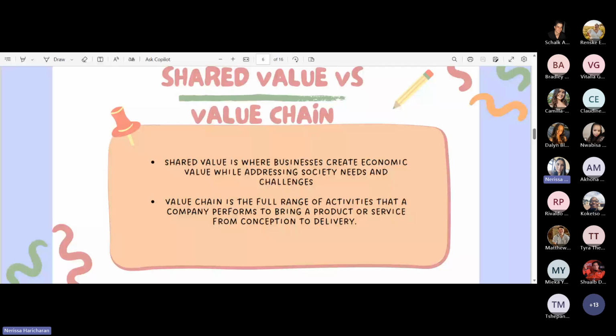So at every stage of your full value chain process, you are trying to add as much value as possible so that you can strive to optimize your value chain by creating some sort of cost efficiency, maybe improving your quality, and also making sure that your product is as different as possible. Okay, so that's the difference between having a shared value versus what your value chain is in the business.